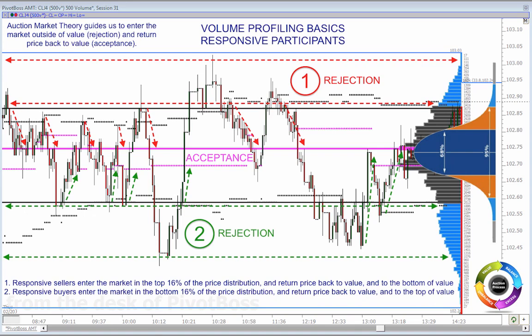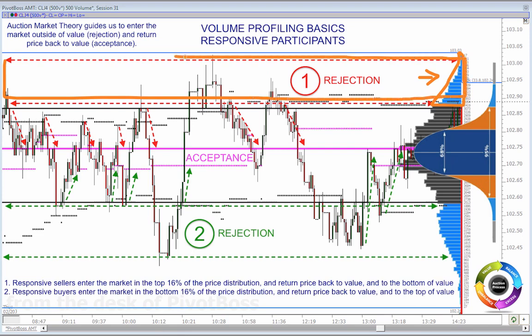So now let's talk about the roles of the auction participants using volume profiling, using the auction process. And the first one we're going to talk about is the responsive participants. Because again, the goal here, as we execute our auction market theory blueprint, is to trade at rejection and return price back to acceptance. And as you recall, the outer edge of the profile has the lowest distribution of volume and thus is rejected by the market participants. So this entire area right here is basically rejection.